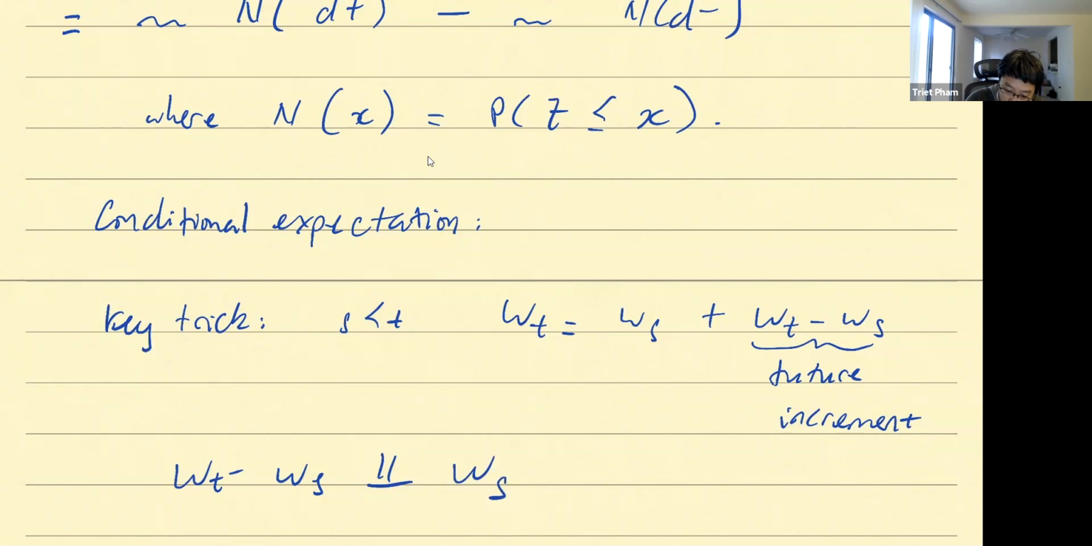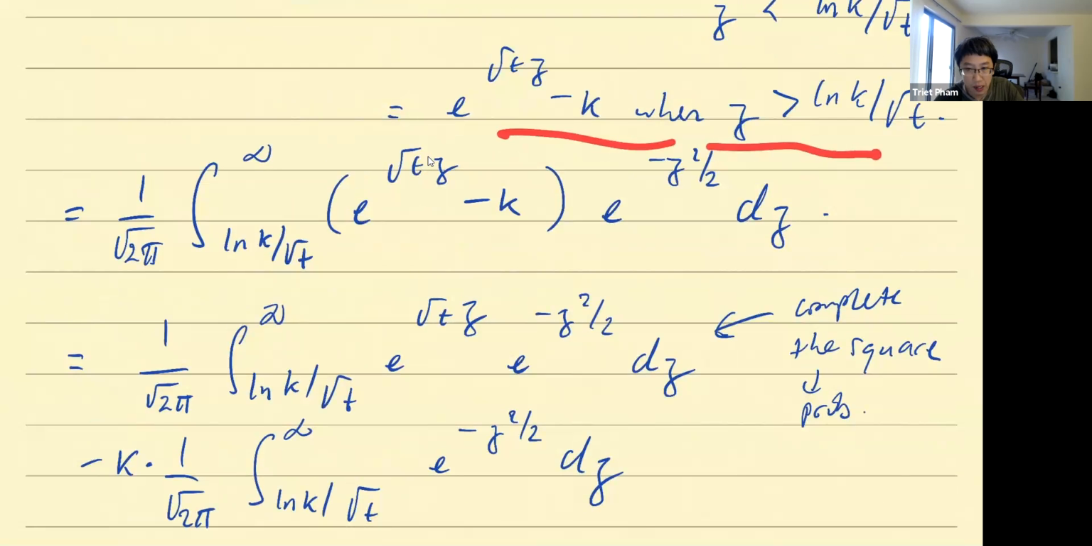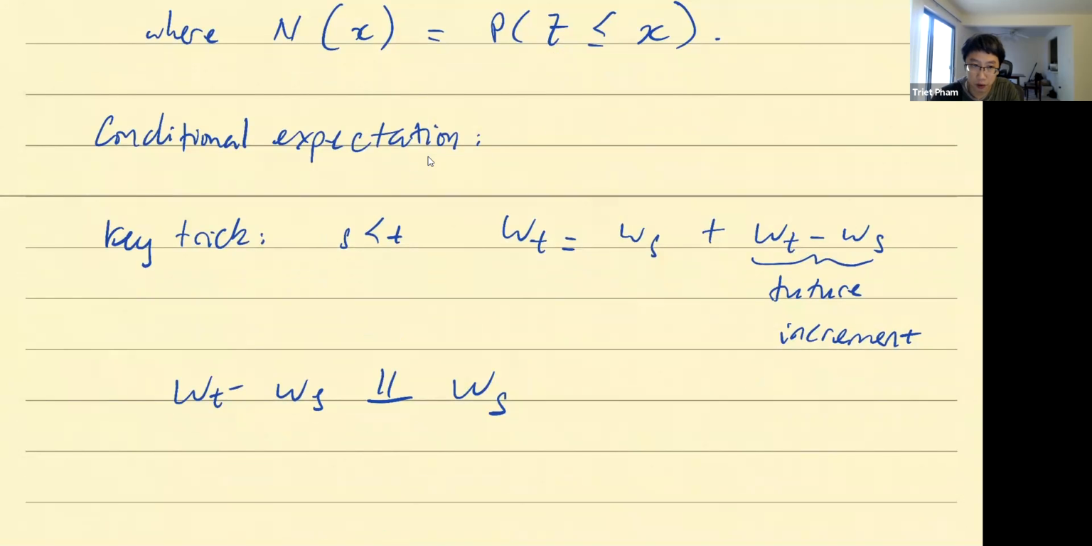The reason is the future increment is always independent of the present value. Now, what do I want to say here? It's almost like the previous calculation, all these things we do, play on the stationary distribution of WT, or play on the normal distribution. When it comes to conditional expectation, the emphasis now is on the independent increment aspect of the Brownian motion.